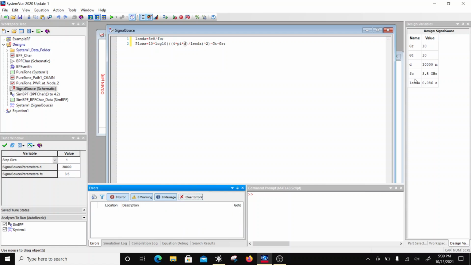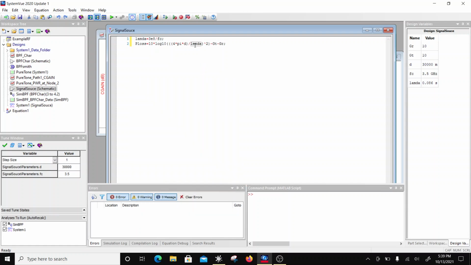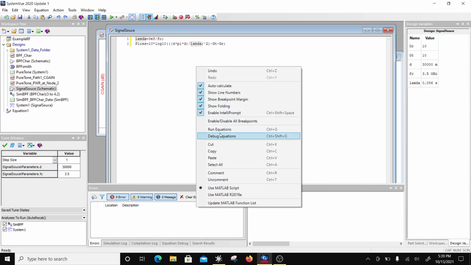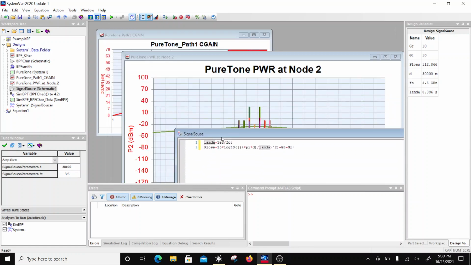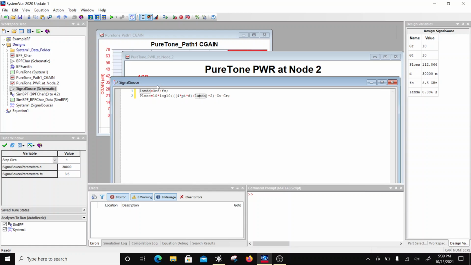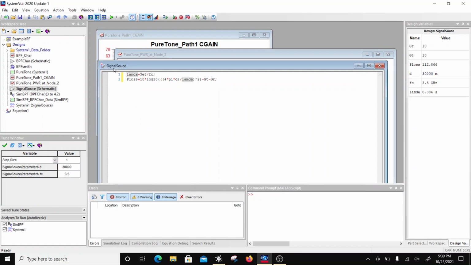So again, lambda. Okay, so we have path loss as 112 dB. So this is over a distance of 30 kilometers, right? So fine, this part is clear.